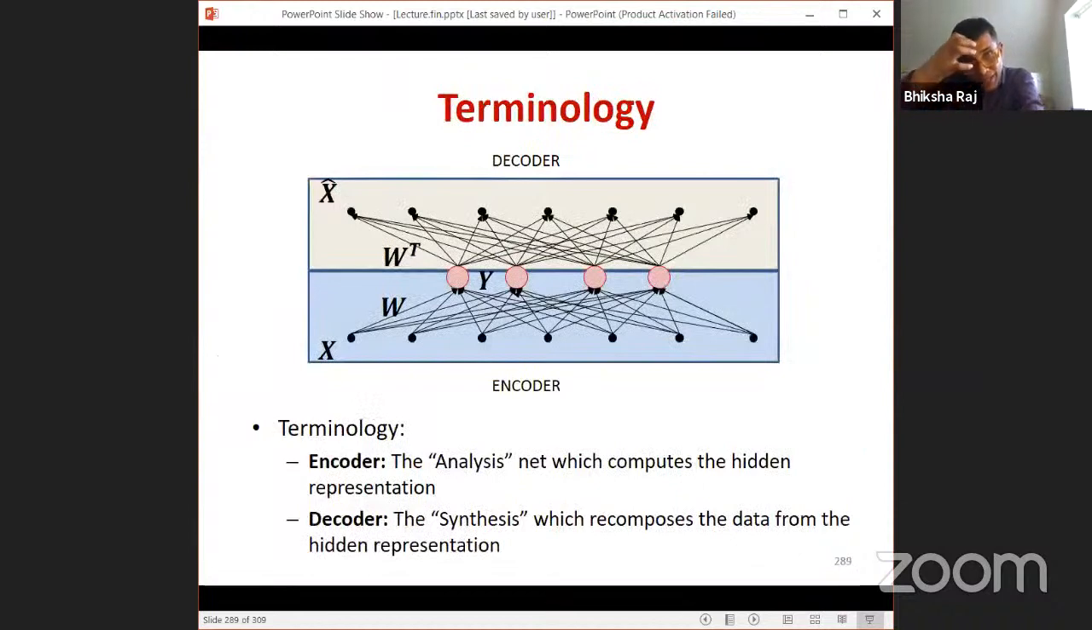So again, the terminology in this kind of structure: you have a portion which reconstructs the data, and you have a portion of the network which computes. So this portion basically reconstructs the data on some linear subspace. The weights are the basis of the subspace. The lower portion of the network is going to compute the location of the input on this principal subspace. And so the lower portion of the network, which computes the location, is the encoder. The upper portion, which places this point on the principal subspace, is going to be called the decoder. So the encoder is the analysis net, which computes the hidden representation. And the decoder is a synthesis net, which recomposes the data from the hidden representation.